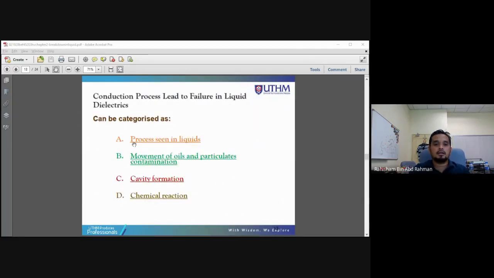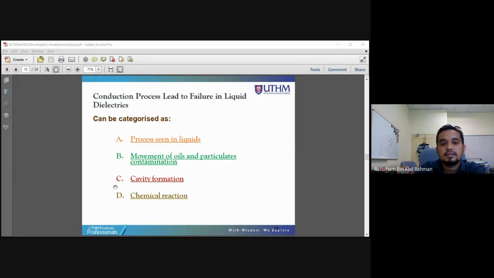Okay, we have four of these conduction processes that lead to the failure. Process conduction, as what we can see in the liquid, the conduction process, and then cavity, movement of oil and particulates. How the particulates or contaminants move within the material, we have five methods: 1, 2, 3, 4, 5.